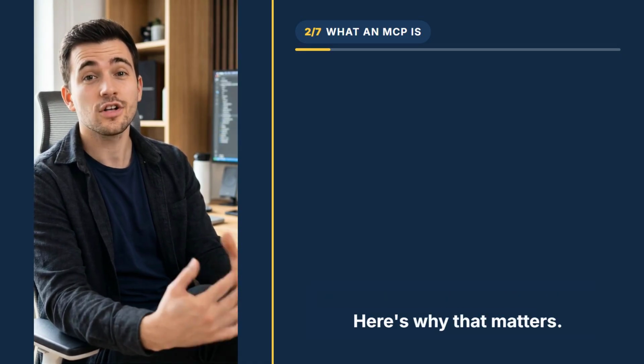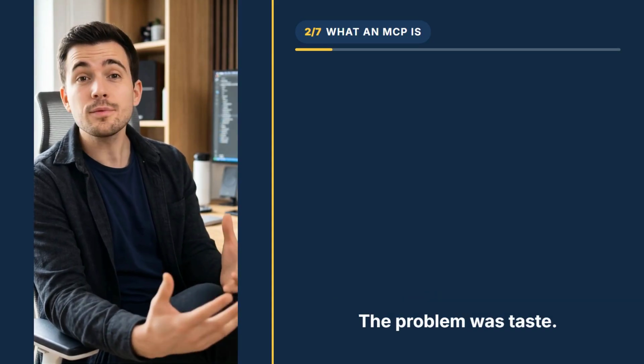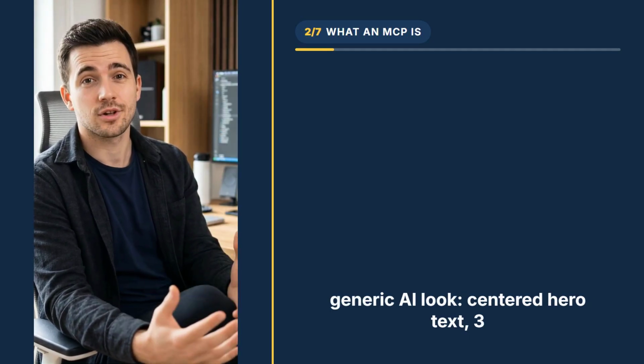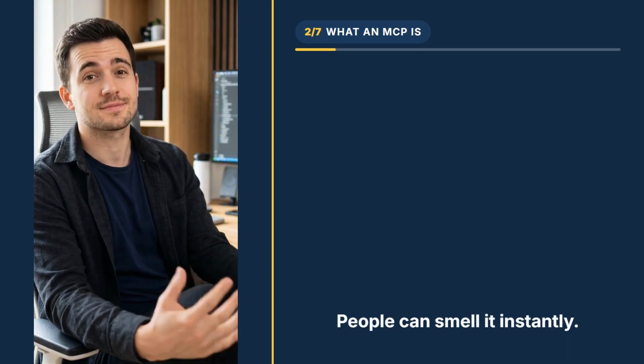Here's why that matters. Claude Code could already build you a website. The code part was never the problem. The problem was taste. Ask a plain AI for a website and you get that generic AI look. Centered hero text, 3 feature cards, purple gradient. People can smell it instantly.